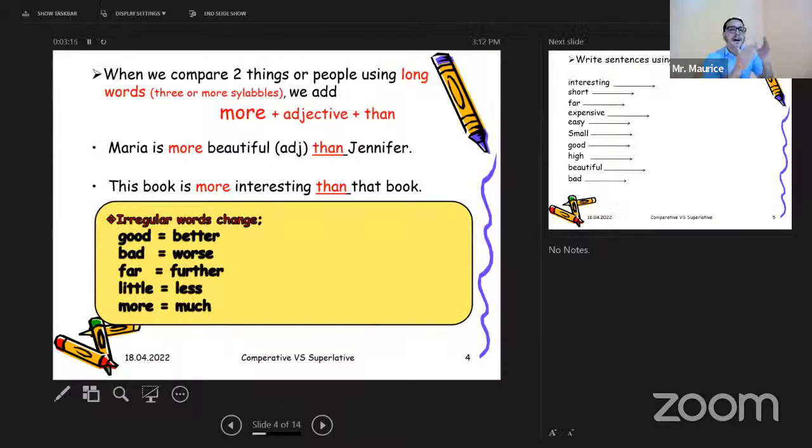Okay, now let me share my screen again and let's practice the second part. Don't forget, please, try to keep your cameras on. It's very important. You understand? Keep your cameras on. Okay.